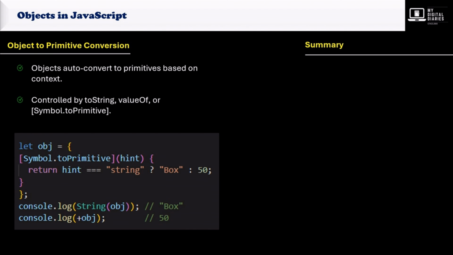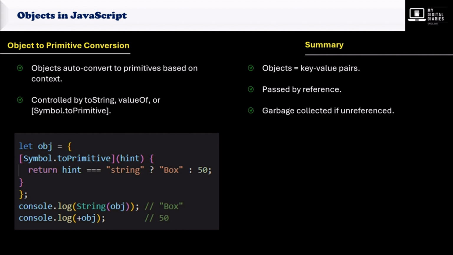Now let us summarize what we covered about objects in this video. First of all, objects are essentially key value pairs. They are passed by reference, not by value. If an object becomes unreferenced, JavaScript automatically removes it from memory using garbage collection. The keyword this refers to the object that is calling the method. We can create multiple instances using the constructor function and the new operator.